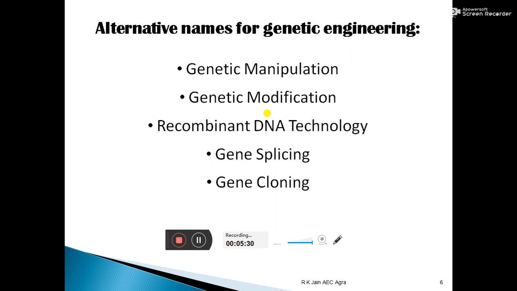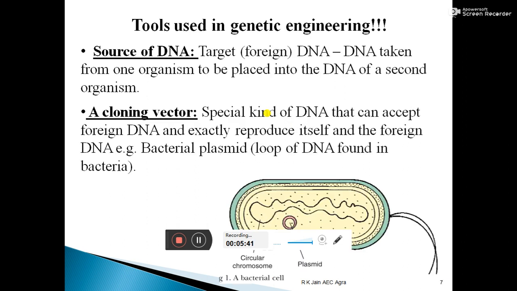Genetic engineering is also called by some alternative names: genetic manipulation, genetic modification, RDT, gene splicing and gene cloning. So that was the introduction to genetic engineering. Now we are moving to how we can proceed for genetic engineering.